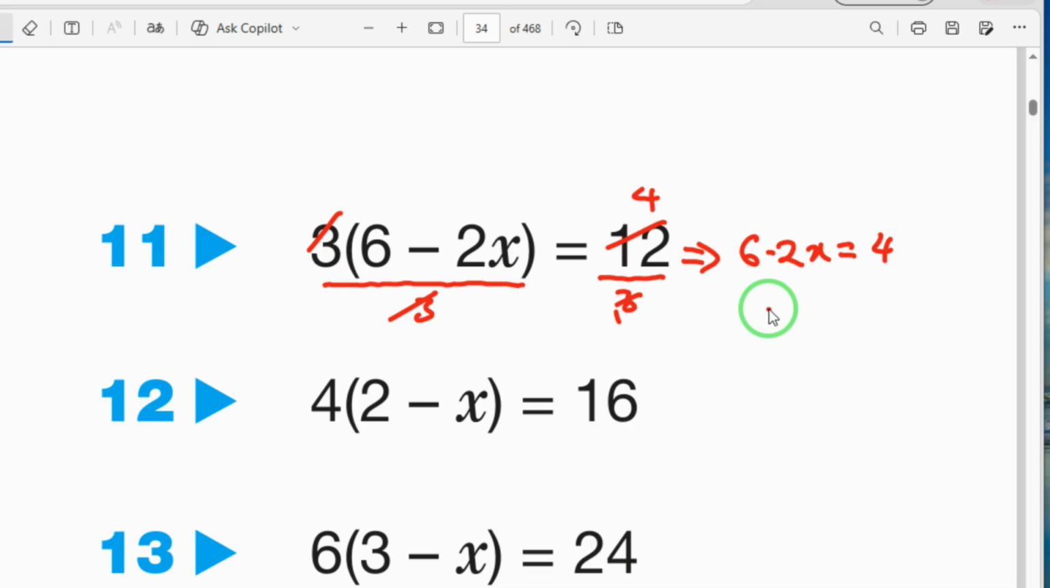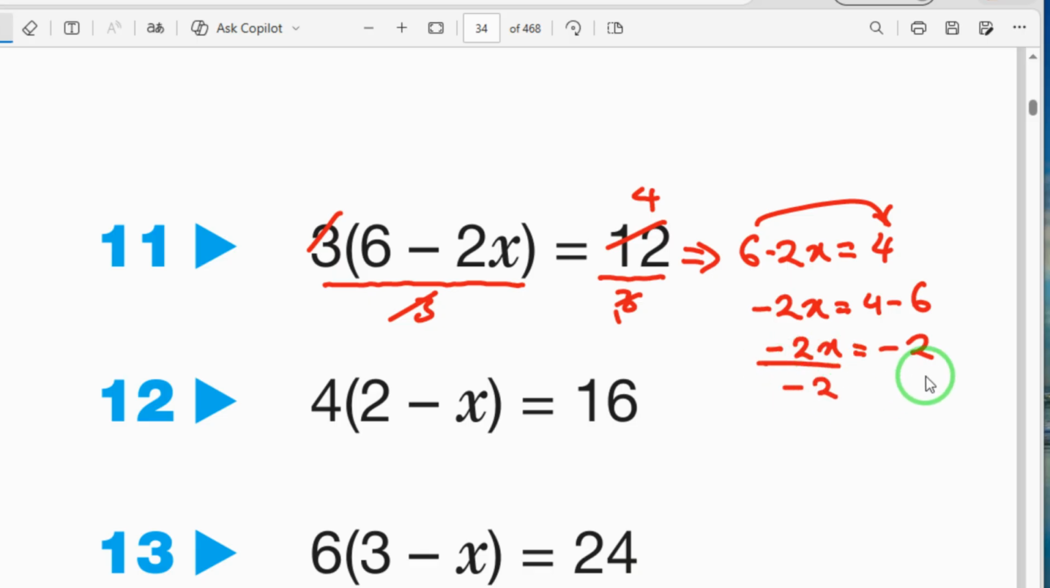Then we write minus 2x is equal to 4, and we carry 6 to the right side, it becomes negative, minus 6. Then we have minus 2x is equal to minus 2. We subtract here, which remains only minus 2. Then we divide both sides of the equation by minus 2. And here we simplify. x is equal to 1. This is the answer.